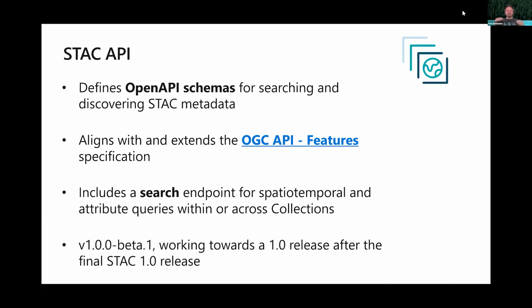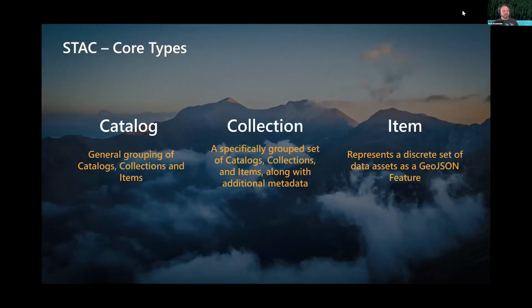We really value seeing implementations of something that works, and then slowly that makes it into a spec. But we play nicely with other standards bodies like the OGC, really trying to align and extend some of the core specifications there, including OGC API Features. It includes a search endpoint for spatiotemporal and attribute queries within and across collections, and I'll talk about what collections are in a second. The STAC API specification is a little bit behind core STAC, but everything's moving to 1.0 hopefully this year.